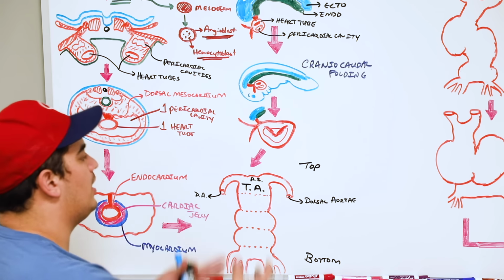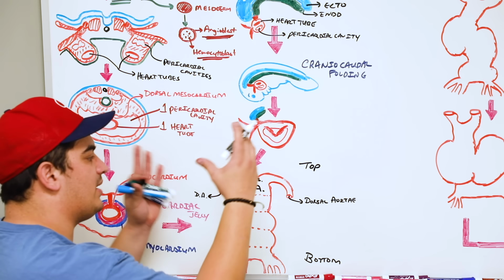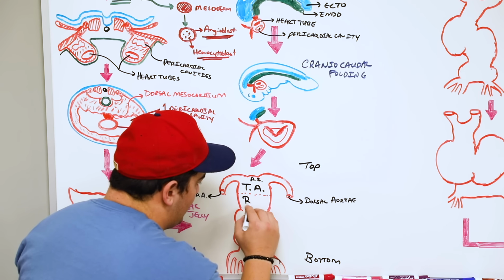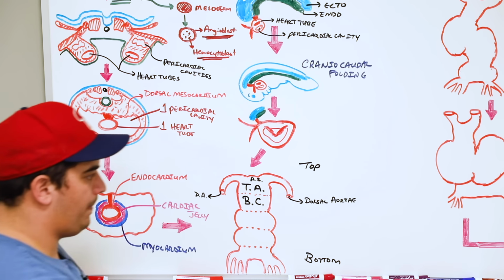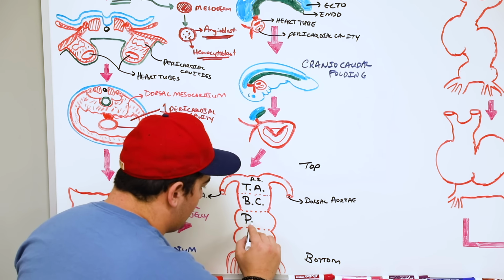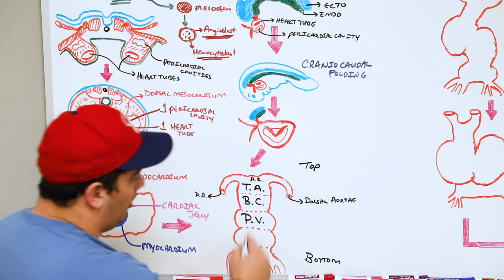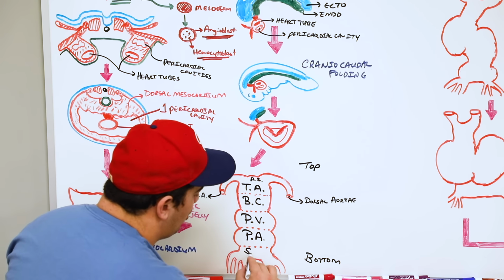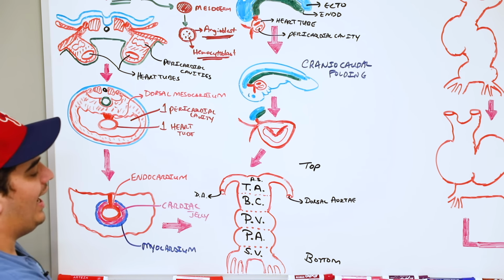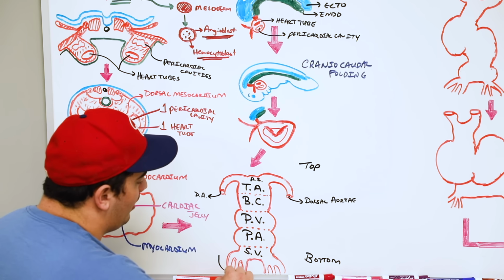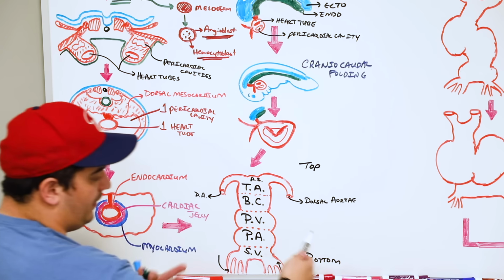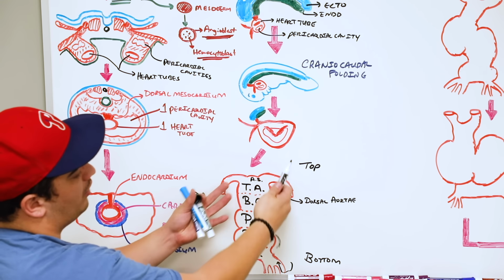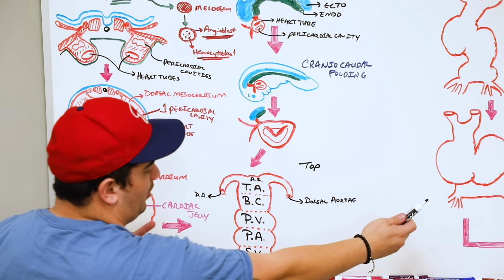What I really want you to know is the truncus arteriosus makes up the top of the heart tube. Below the truncus arteriosus is your bulbus cordis. Below the bulbus cordis is your primitive ventricle. Below the primitive ventricle is the primitive atria. And below the primitive atria is the sinus venosus. Again, blood will come in via the sinus venosus, through the primitive atria, through the primitive ventricle, through the bulbus cordis, through the truncus arteriosus, and out through the dorsal aorta.